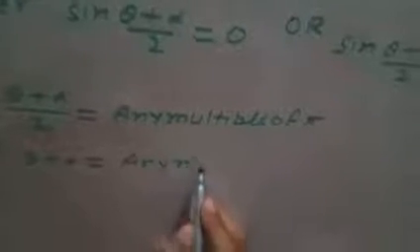Now in the very next line, theta plus alpha equals any multiple of 2 pi. So theta is equal to, we can write, 2n pi minus alpha, and here n is an integer.